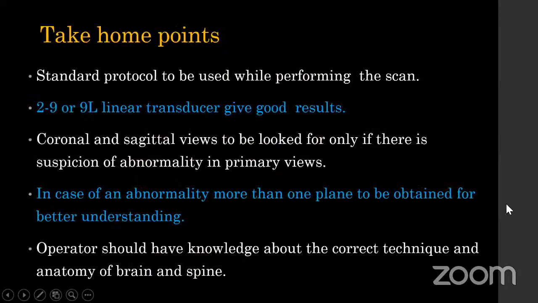Now, take-home points: a standard protocol is to be used while performing the scan. A 2-9 or 9L transducer gives very good results if the baby is persistently in breech position. Coronal and sagittal views are to be looked for only if there is suspicion of abnormality in the primary views. In case of an abnormality, more than one plane is to be obtained for better understanding. The operator should have knowledge about the correct technique and the anatomy of the brain and the spine.